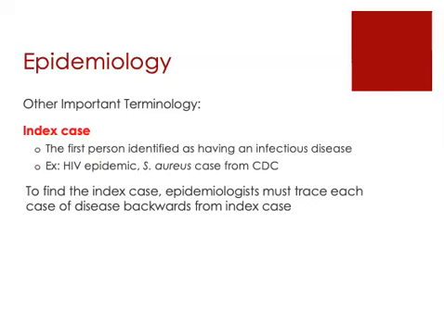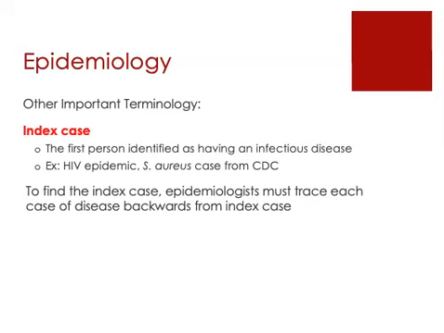During the HIV epidemic back in the 1980s, epidemiologists worked very hard to try to identify the index case. Interestingly, after a lot of hard work and research, it was discovered that there really wasn't a true index case for HIV, and that in fact HIV had been present in the world for decades prior to the 1980s.